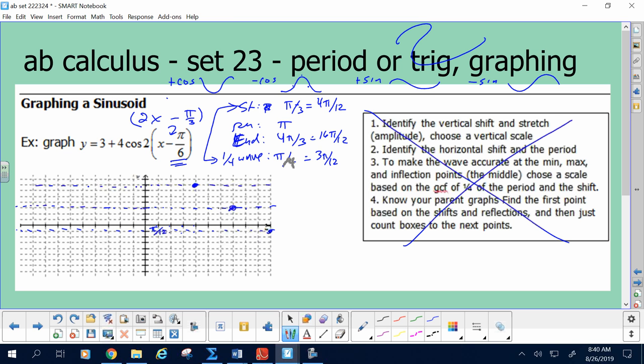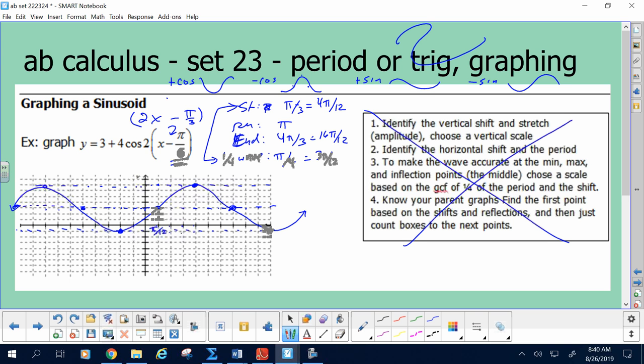Might as well go back from that starting point. Going from that max, let's go backwards. 1, 2, 3. And that'll put me at the middle, yeah? Count more. 1, 2, 3 boxes, min. 1, 2, 3 boxes, middle. 1, 2, 3 boxes, max. And so on. So, if your wave is accurate, and yours is, I'm sure it's beautiful now, it should look like that.